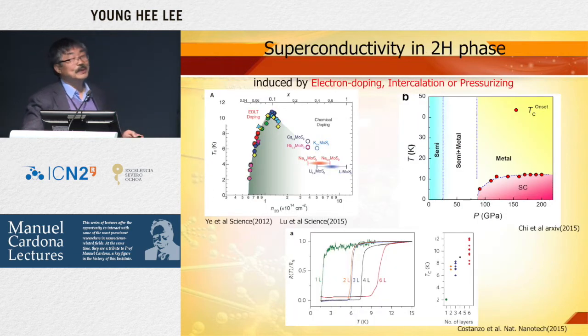People also talk about superconductivity in 2H semiconducting phase. By simply putting in lithium or alkali metal intercalation, you can actually achieve this high Tc, like 10K. And you can also study with pressure, or you can induce a superconducting phase. You can also play with the number of layers. You can also control this superconductivity as well. So there are many variables.